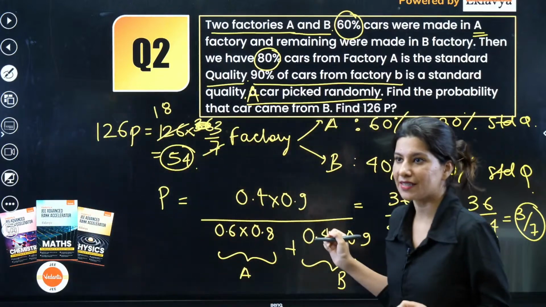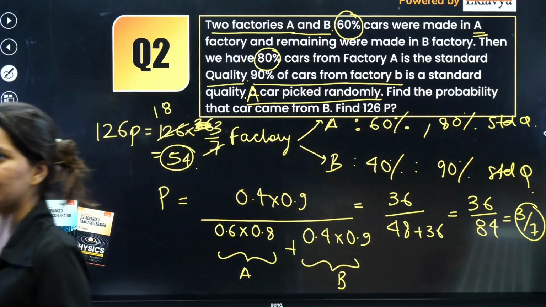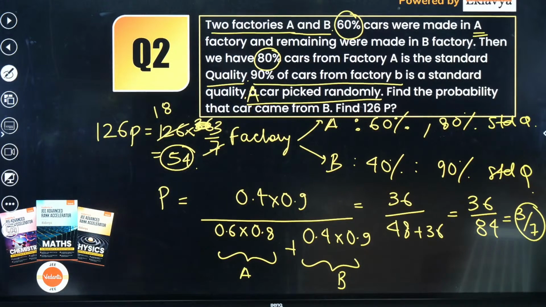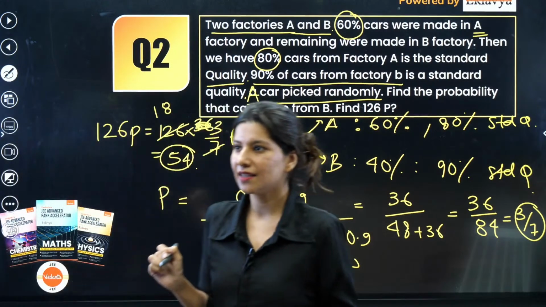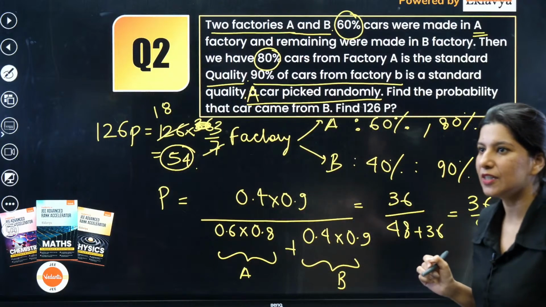This is a question from Bayes theorem. I hope that this is clear. All right. 3 by 7, Meghna, absolutely right.